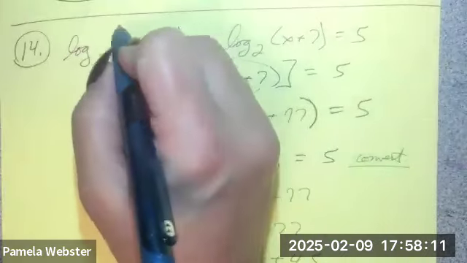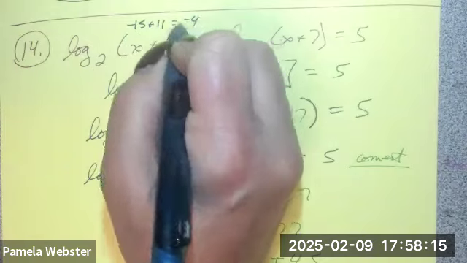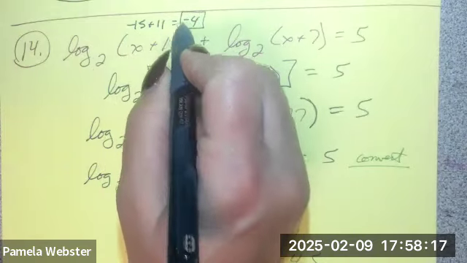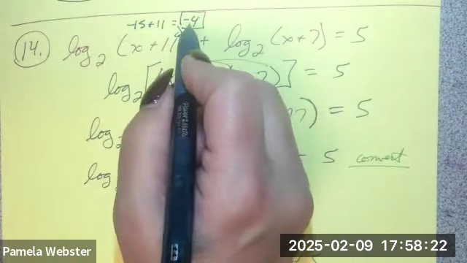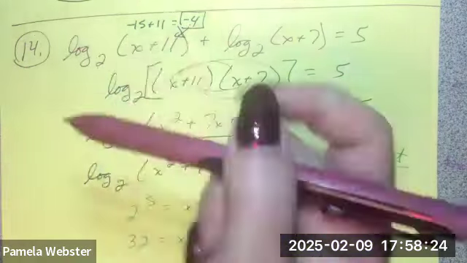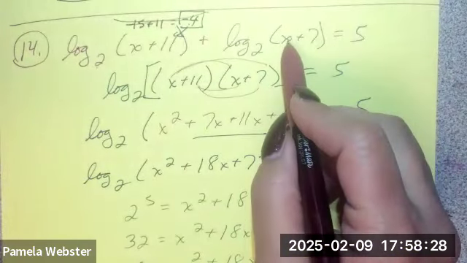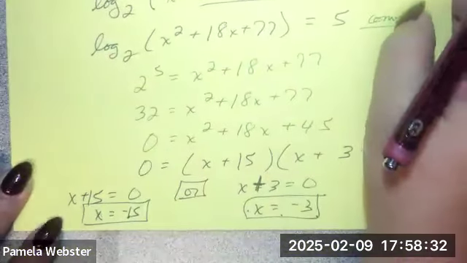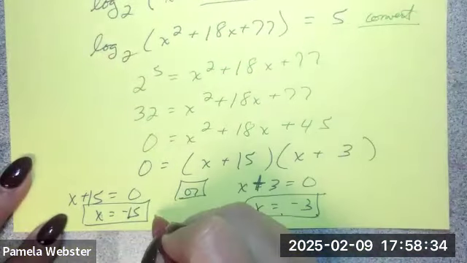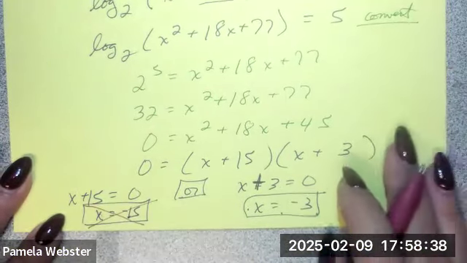Plug in negative 15. Negative 15 plus 11 is negative 4. So if I plug in negative 15 here, I'm going to be taking log base 2 of negative 4. And what do we think about that? That's not good. It's not going to work, right? Okay, same thing here. Negative 15 plus 7, also negative. It doesn't matter if it works in both. If it doesn't work in either one of them, it's not going to work. So that guy's not going to work. Okay.